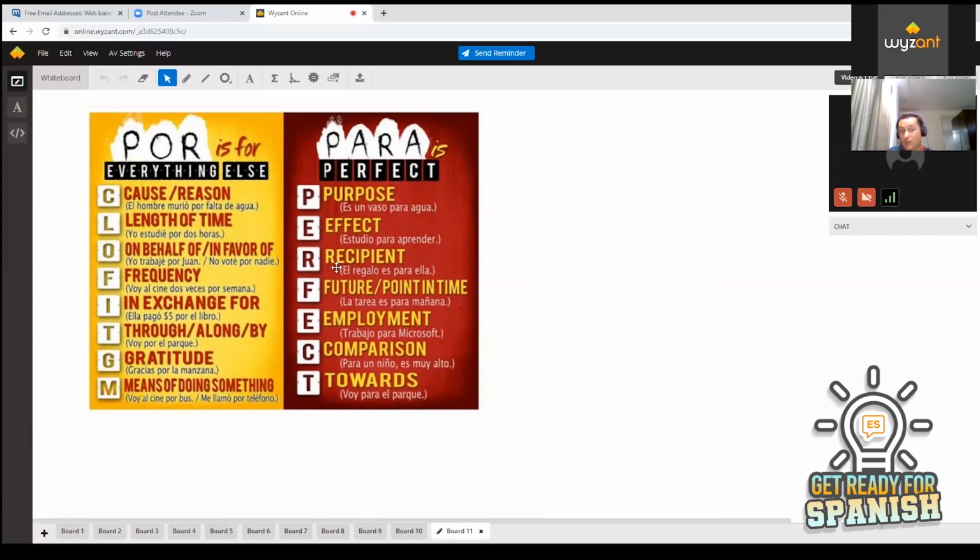Another one, for example, the recipient, the gift is for her. El regalo es para ella. Okay, for her, para ella, because we are talking about the recipient of the gift. Okay, when we talk about a deadline or a point in time in the future, la tarea es para mañana, the homework is for tomorrow, this para right here.